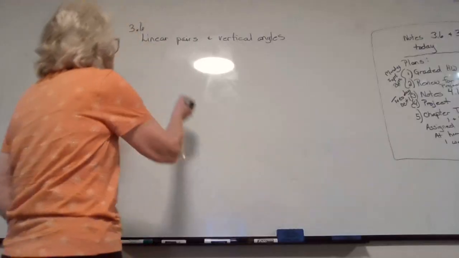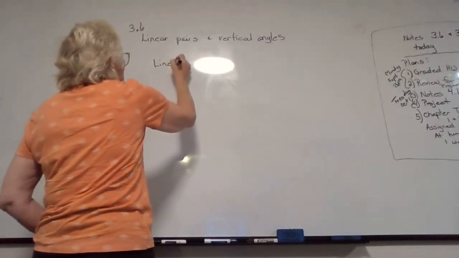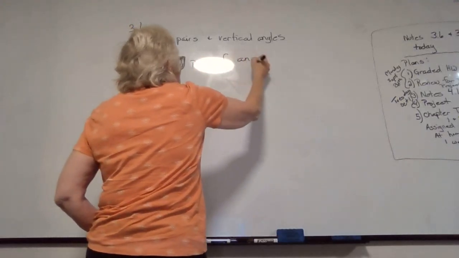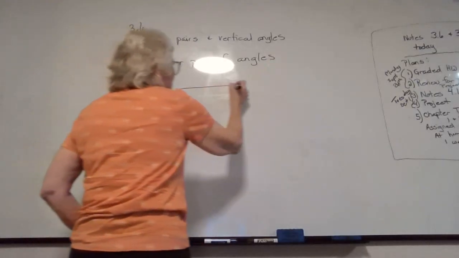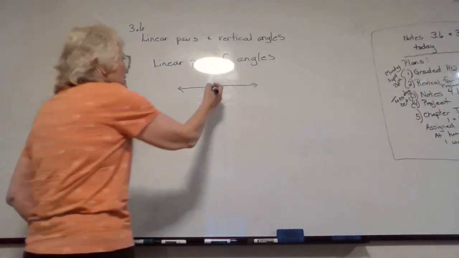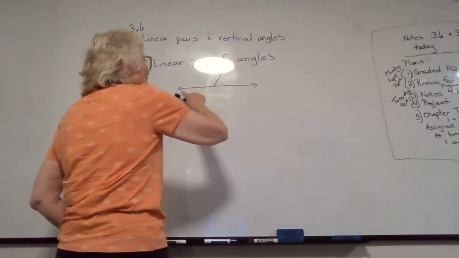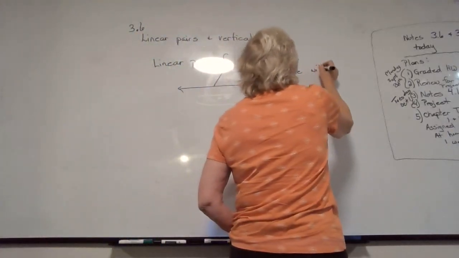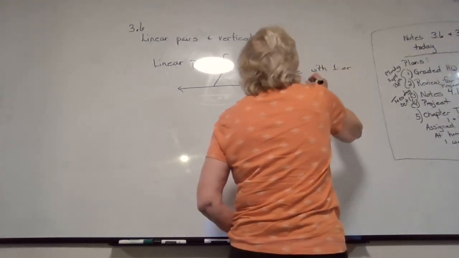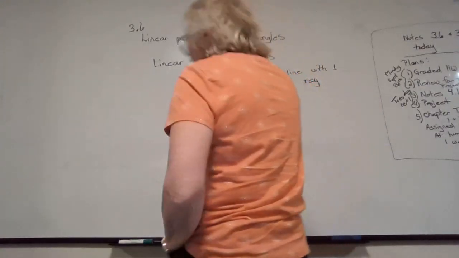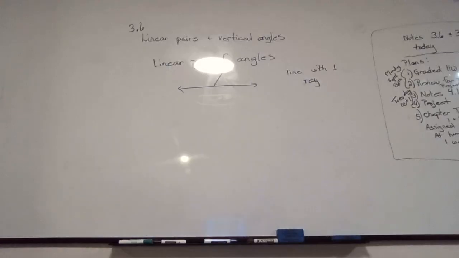Okay, so a linear pair of angles is basically when the combined pair makes a line. In this case, it doesn't matter where I put this, but you have a line with one ray. So it's a line with one or more rays, I could say, but a linear pair is just one ray. Okay, so this is a linear pair. Pair is two, they are on a straight line. Notice that it makes a straight line.